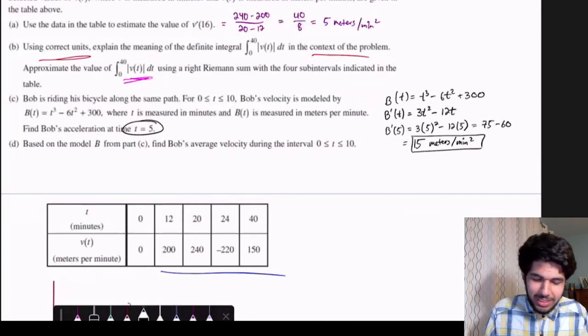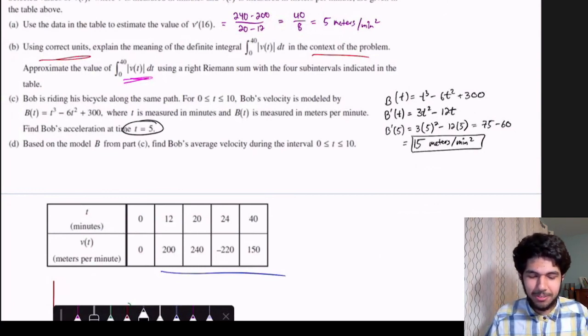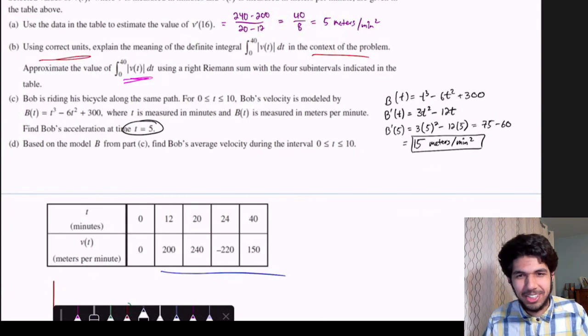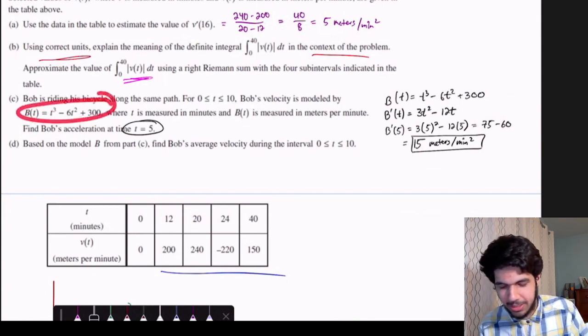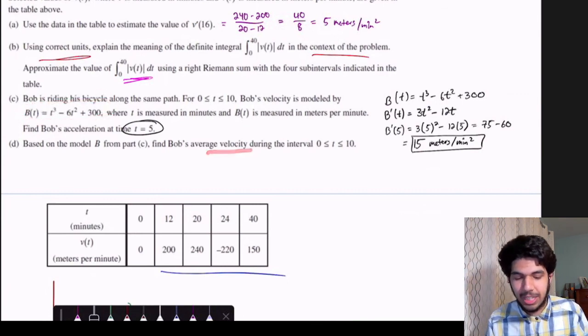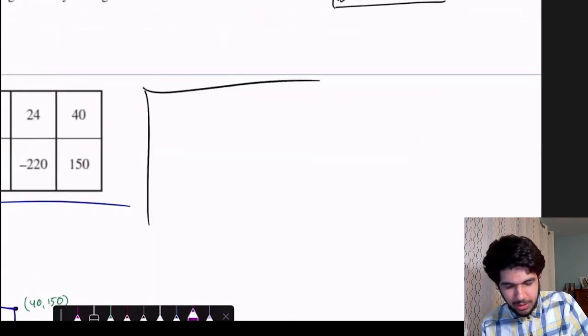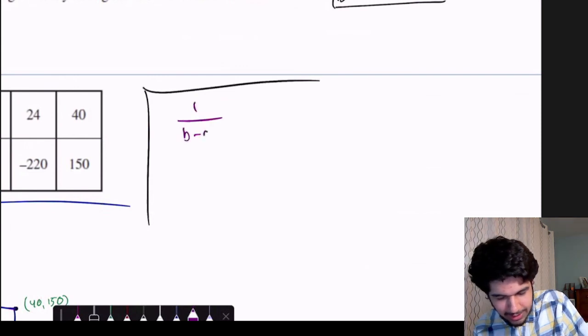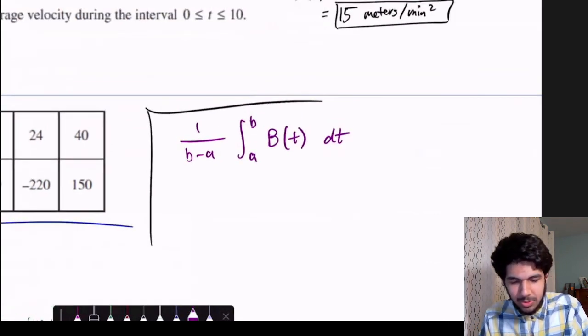And now we're on to the last part of the problem, which asks for the average velocity on the interval from 0 to 10. So hopefully we're feeling good with average values of functions now. So our function now is this one up here, b of t, because we're finding average velocity. So again, just make some room. The formula is 1 over b minus a, integral from a to b, of b of t, dt in this case. So a and b are given here by our interval.